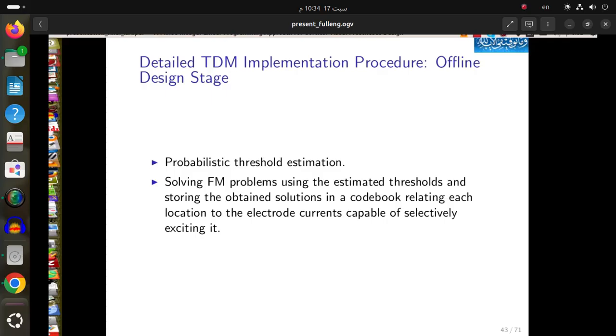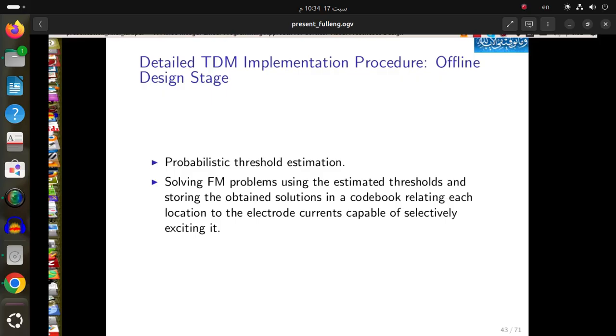For this, we use a probabilistic threshold estimation approach. We study a large number of examples, and we find for each sequence of slots what are the different initial states they can result in. So we have a range of different initial states that we expect based on history, on different random histories that we try and we simulate.